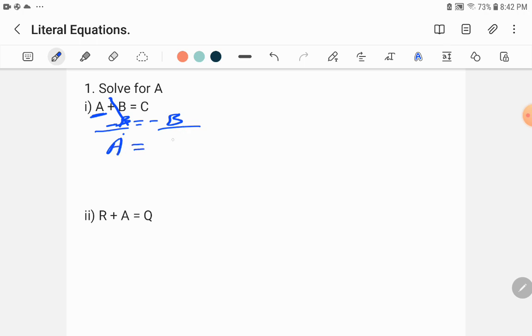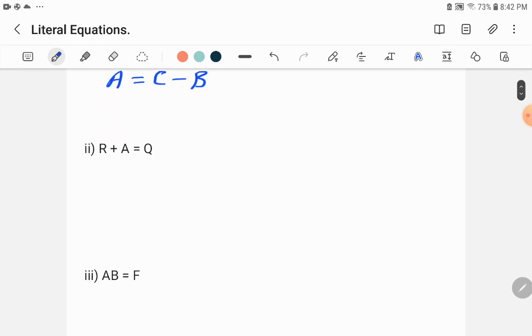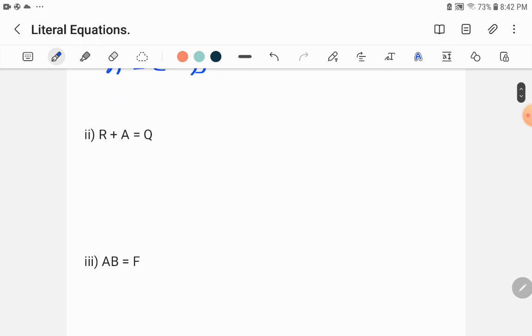And then here, the beautiful thing about literal equations is you don't have to do any calculations. You just write it down, c minus b. And you're done. Okay, let's look at the second part of this question. We're solving for a. Again, r is being added to a, so we're going to subtract r from both sides. So r's cancel out, leaving a. And then we have q minus r. So once again, we don't have to do any calculation. It's just q minus r.